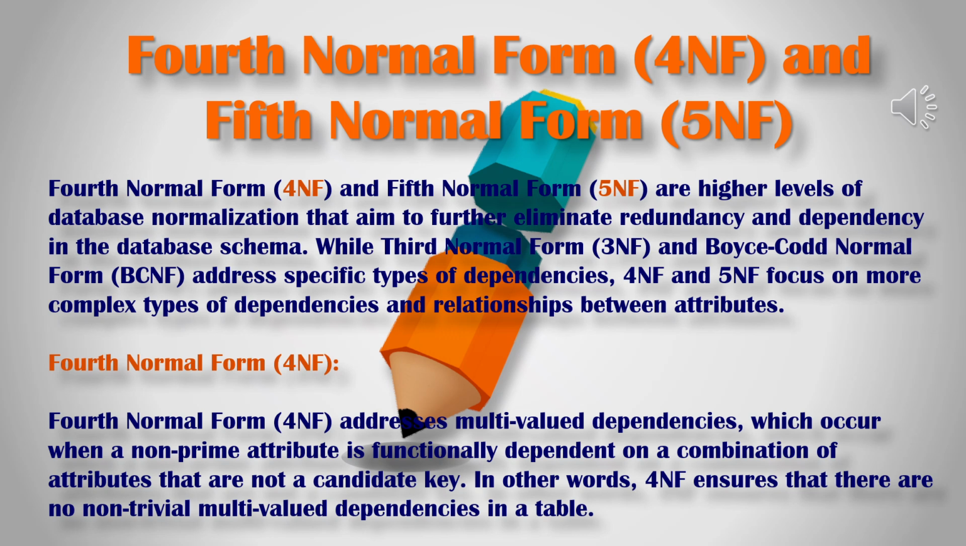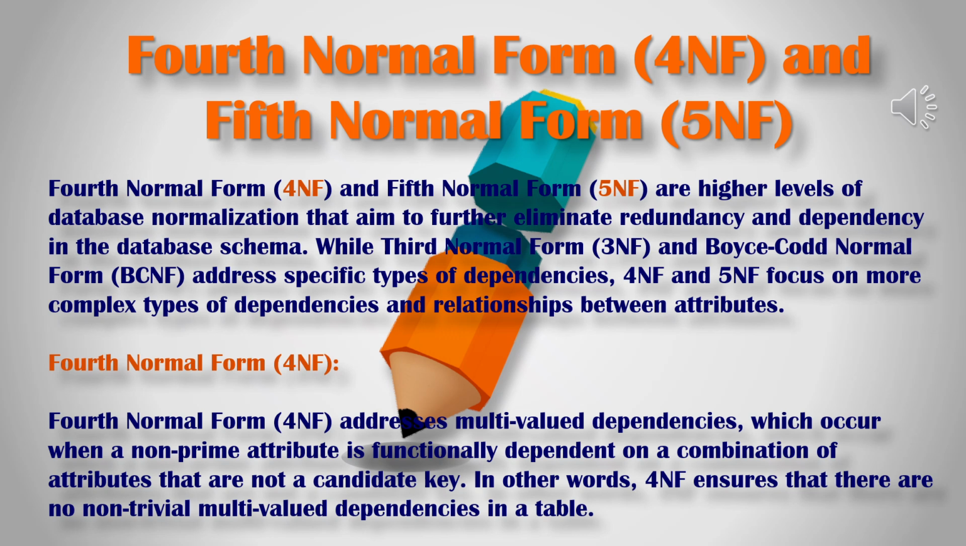Fourth normal form, 4NF, and fifth normal form, 5NF, are higher levels of database normalization that aim to further eliminate redundancy and dependency in the database schema. While third normal form, 3NF, and Boyce-Codd normal form, BCNF, address specific types of dependencies, 4NF and 5NF focus on more complex types of dependencies and relationships between attributes.